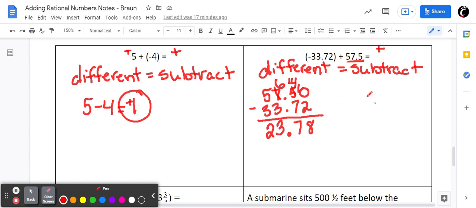And remember, I said that was going to be positive because the larger numerical value was positive. So my answer is going to be positive 23 and 78 hundredths.